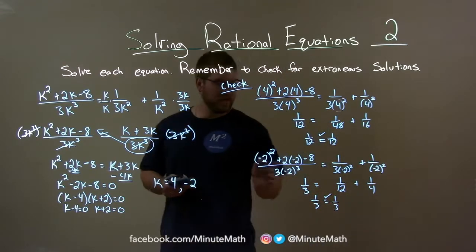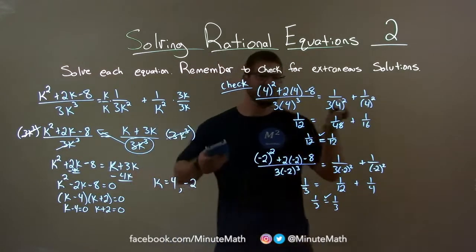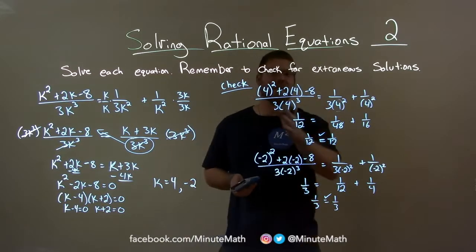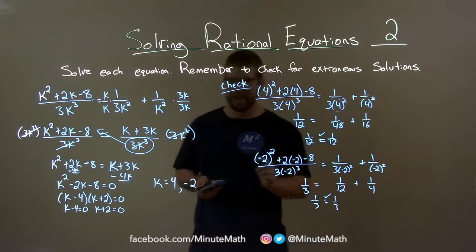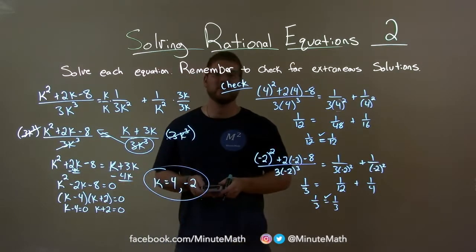Good. And so -2 is also an answer. And one thing you should see, it's always good to always double check. Even your check, you might have made a mistake there. Either way, our final answers are 4 and -2.